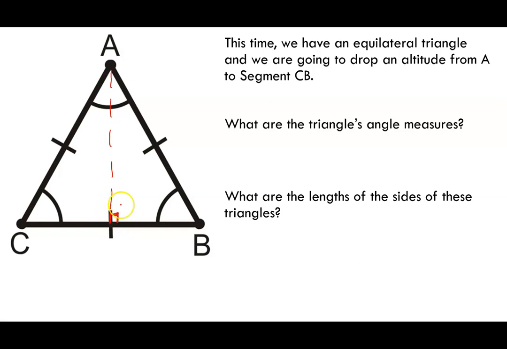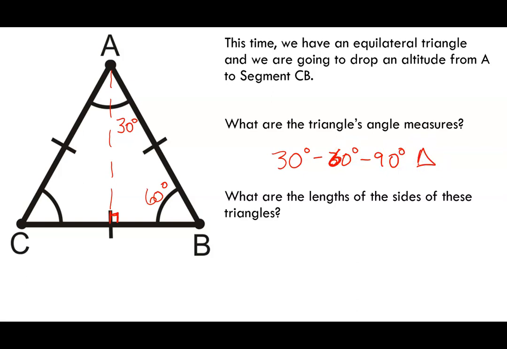Well, we know that this angle is 90 degrees. Because this was an equilateral triangle at the beginning, we should know that this is 60 degrees, and that makes this angle up here 30. So this is the second special right triangle. It is called a 30, 60, 90 triangle.